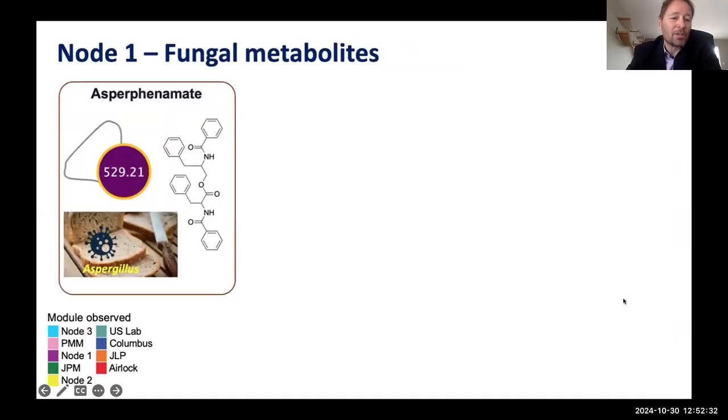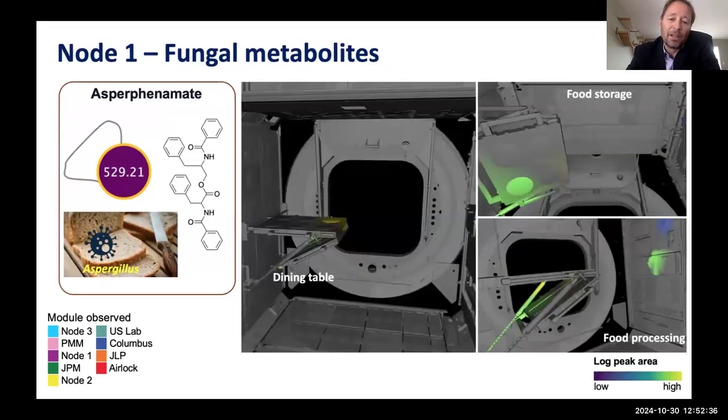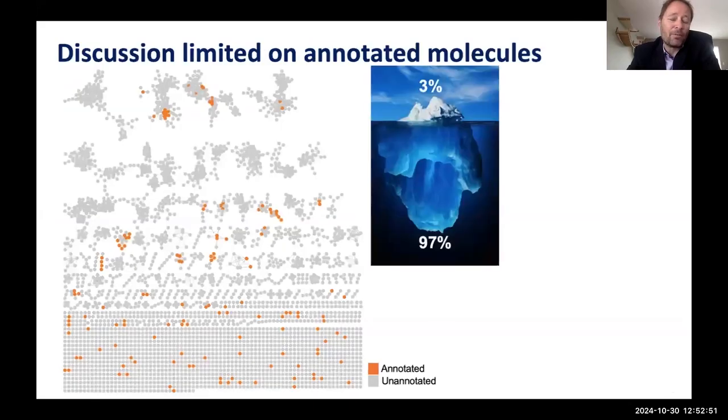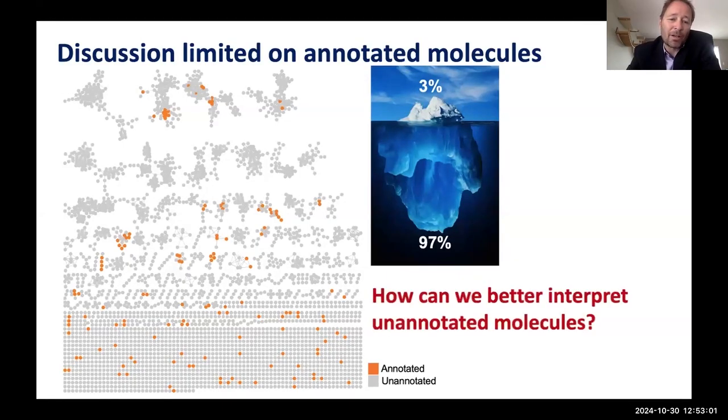But in the same region, we also found fungal-derived metabolites. So clearly some of the food particles that have remained in this module eventually will be inhabited by fungi that will start to metabolize those as well. However, what I've described so far has only been based on the annotated molecules. It's about 3%, 97% remains unannotated. And so how can we better interpret this?